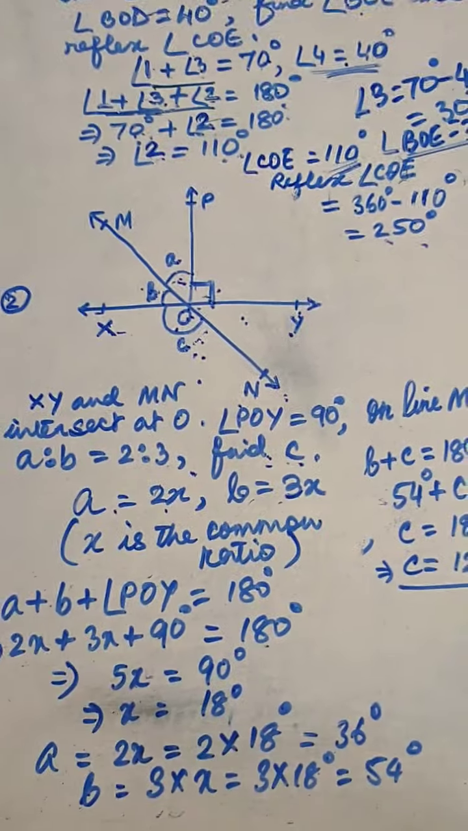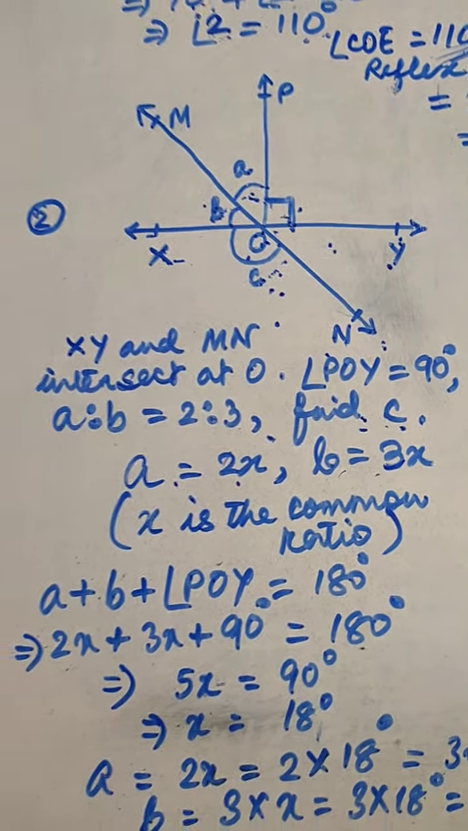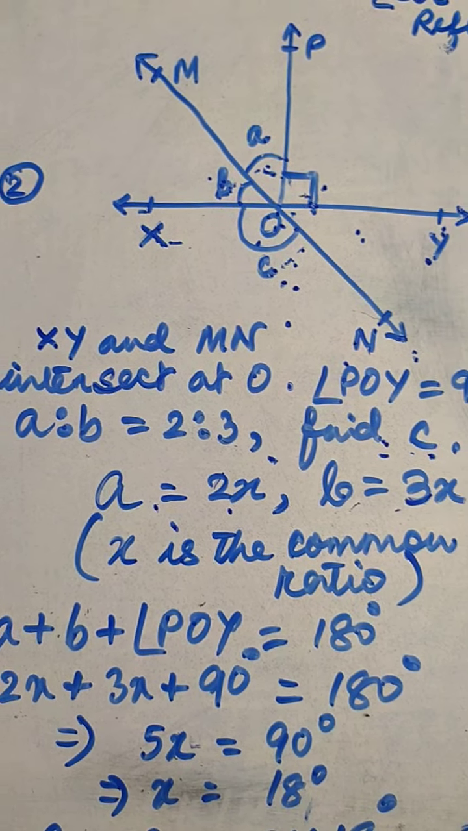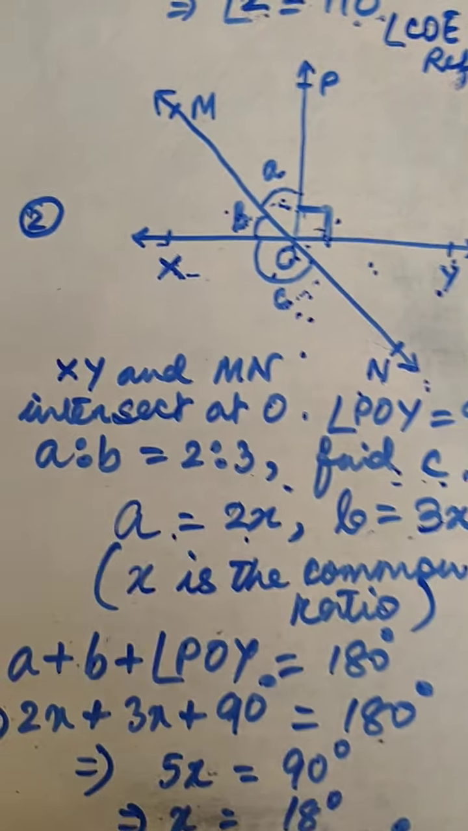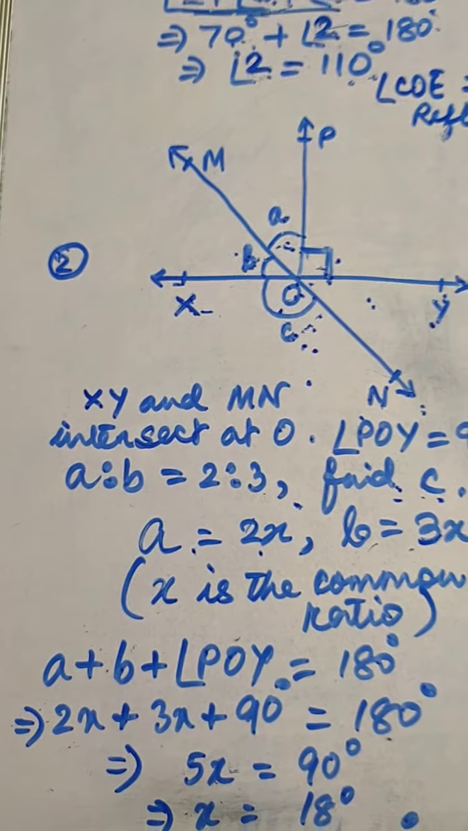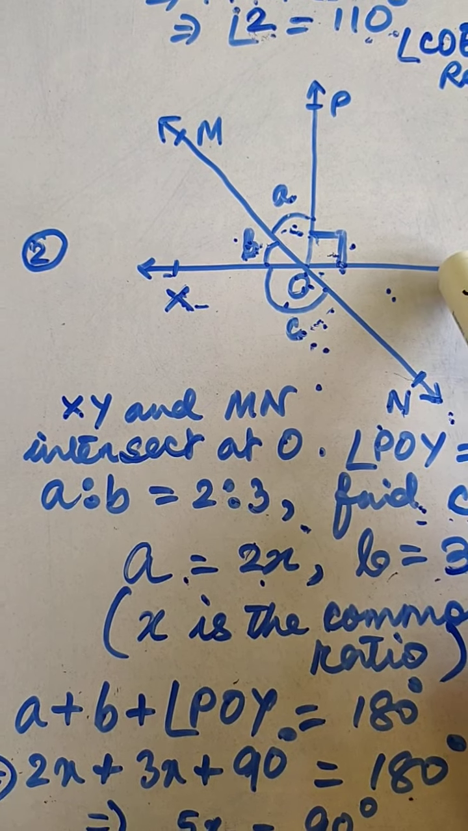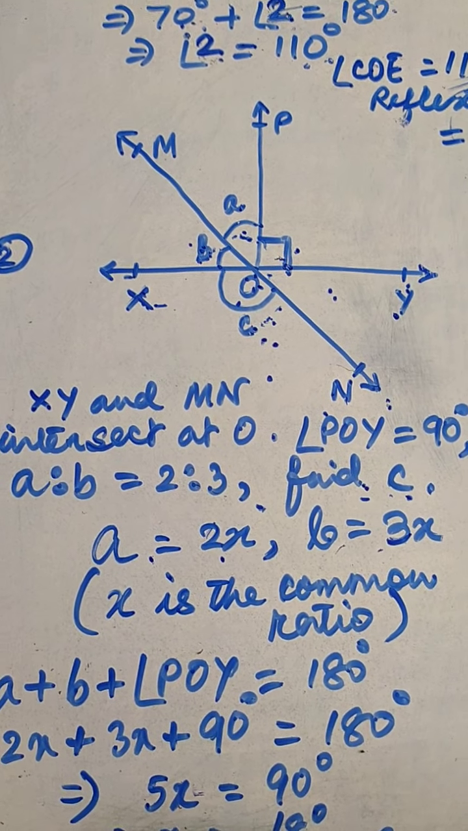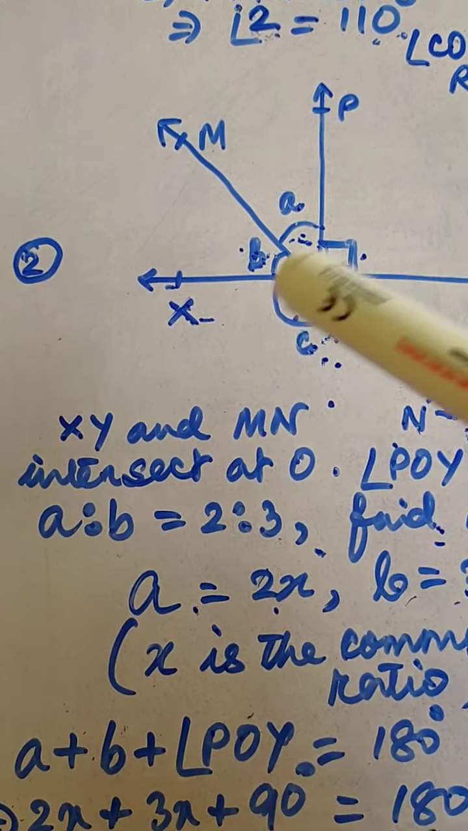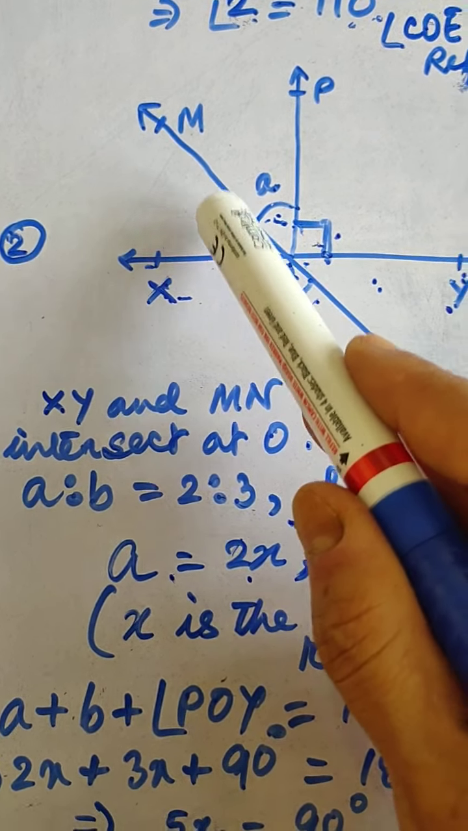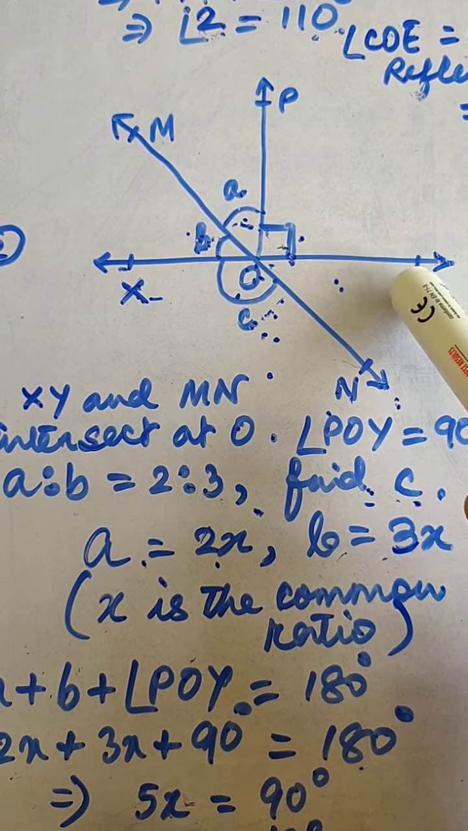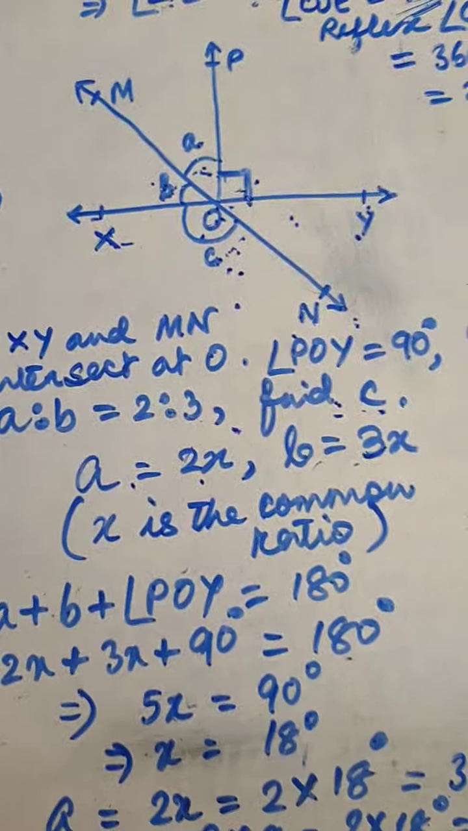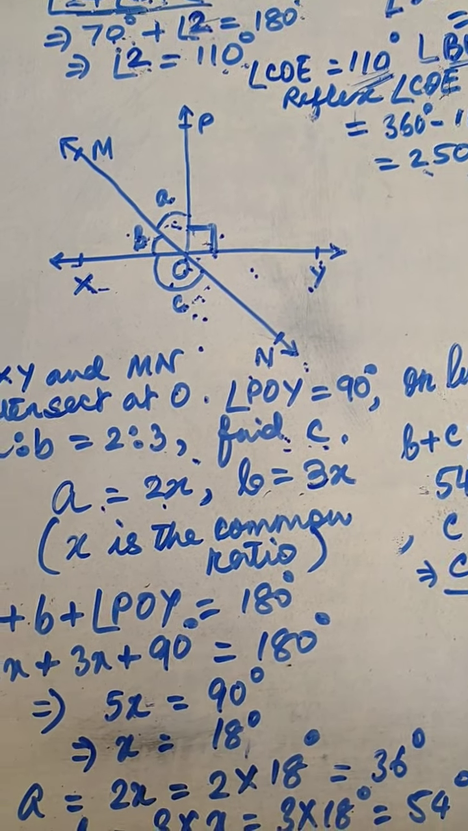Now next let us come to number 2. In question number 2 we have XY and MN are two intersecting lines. They intersect each other at O. So when we have two intersecting lines, immediately we should keep in our mind that we have vertically opposite angles. So which are the vertically opposite angles? If we take B, B is equal to angle NOY and angle C is equal to angle A plus 90 degree. So that we will use later if we need.